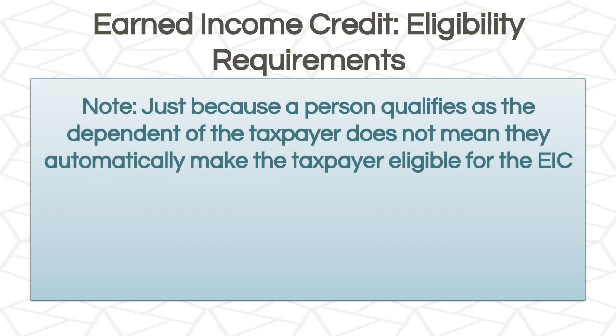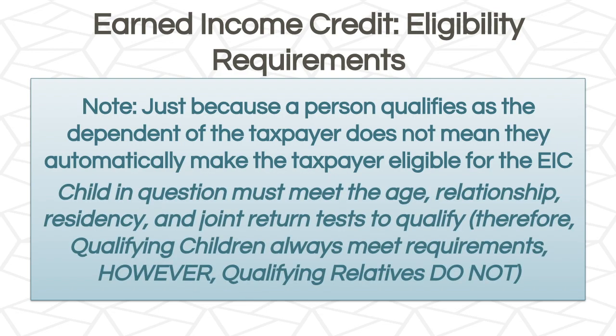So just because a person qualifies as the dependent of a taxpayer does not mean they automatically make the taxpayer eligible for the EIC. In general, the child in question must meet the age, relationship, residency, and joint returns tests to qualify. So therefore, qualifying children always meet these requirements, and qualifying relatives do not.